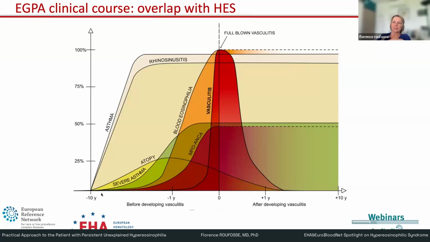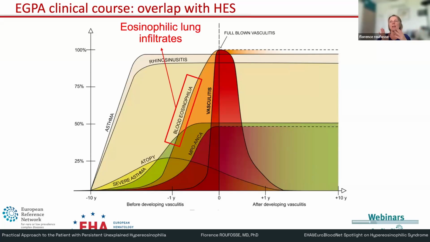The first phase of disease is patients have severe asthma. It's generally adult onset severe asthma on a background of atopic disorder. At some point in time, they're going to develop blood hypereosinophilia. This is the orange here. Blood hypereosinophilia starts to shoot up in patients. And in parallel, they're going to develop eosinophilic lung infiltrates in the majority of cases.